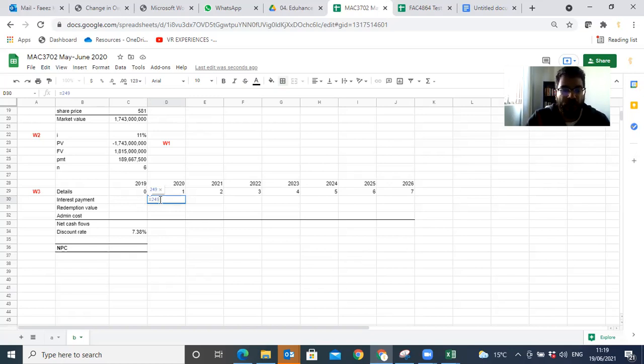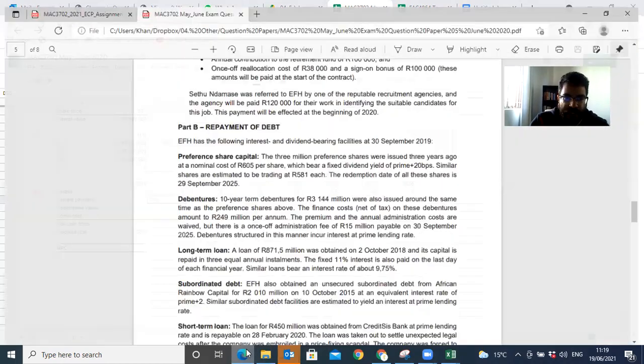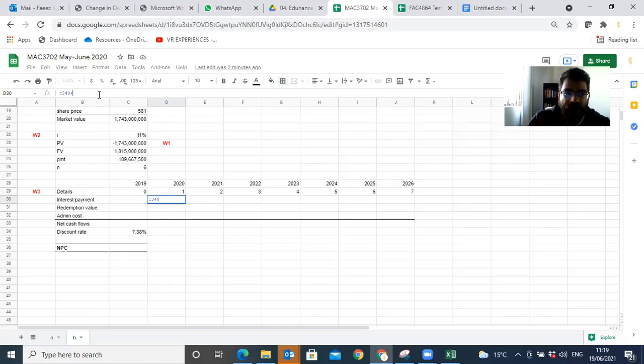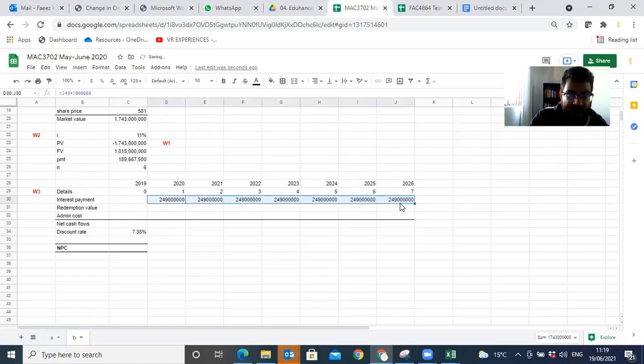So when all the numbers are not given in the same format, I use the actual number. They told us it is 249 million, so I'm going to convert this into its full number by multiplying it by 1 million. I always convert into full because I don't want to struggle trying to think whether this is the right format or not. The only time you can't do this is if they tell you to work in rand millions. They didn't tell us that, so I'm going to work like this.